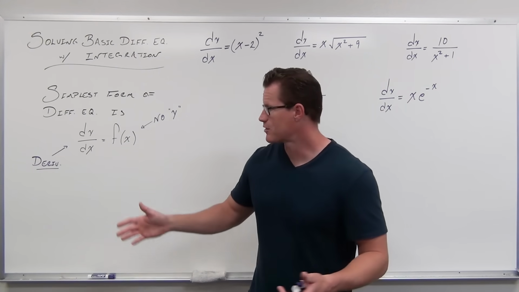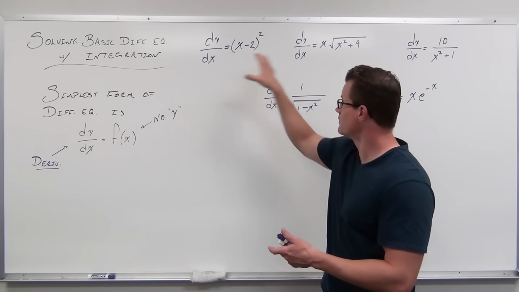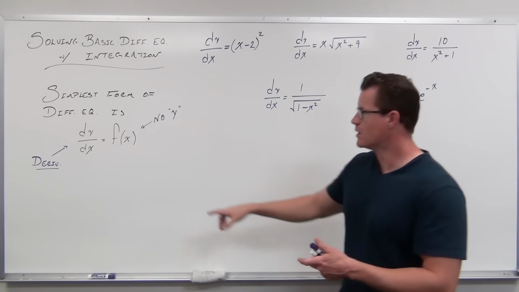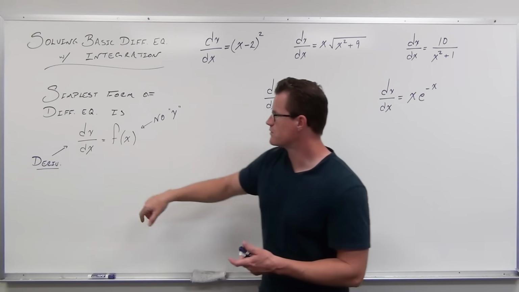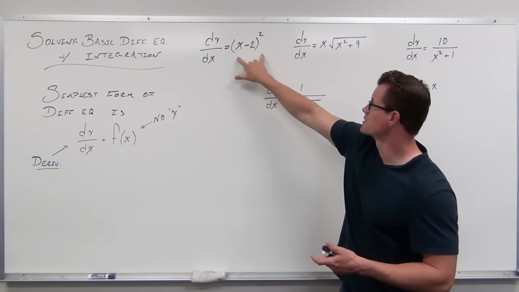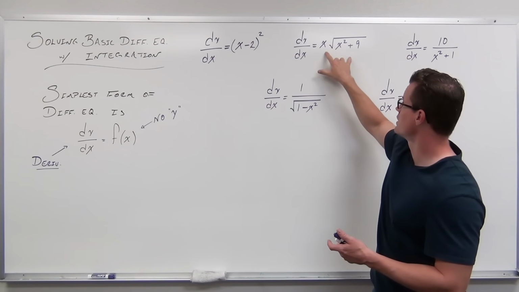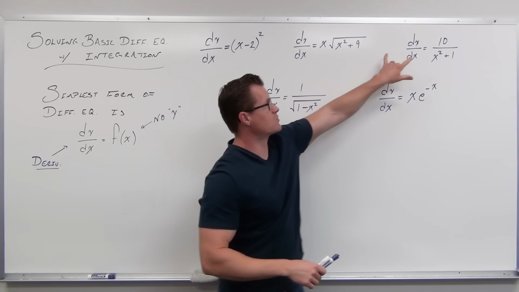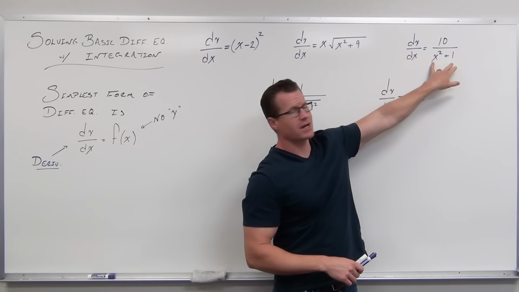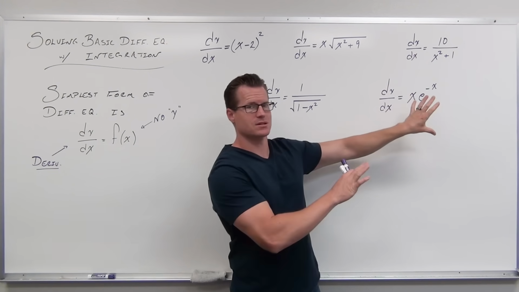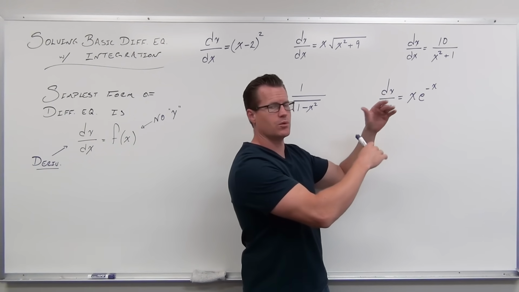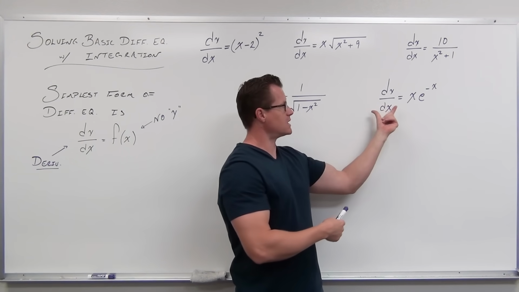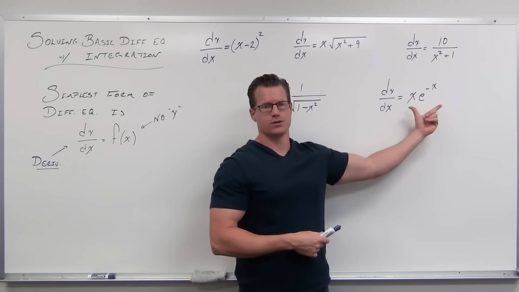Let me show you a little bit of the math behind it, and then I'm going to show you that these can be done that way. So we have a derivative equals a function of x with no y's, and the same thing for the last two. Derivative on one side, function of x on the other side with no y's, no y primes, no second derivatives, just an isolated derivative and a function of x.